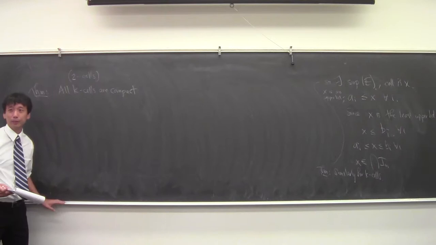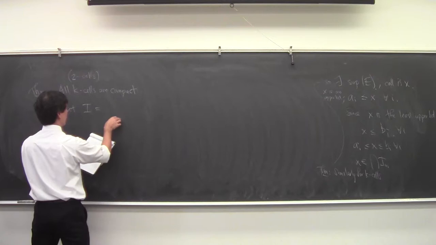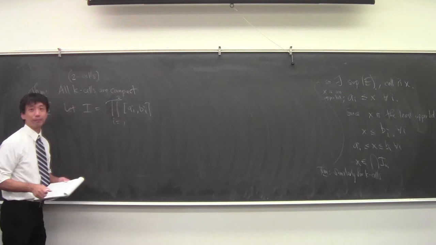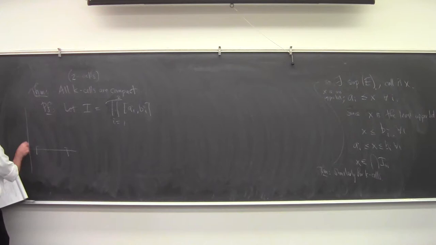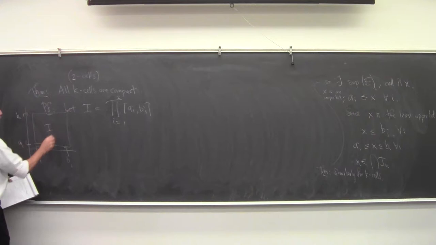So let I be a k-cell, a two-cell. It will be the product of intervals [ai, bi] from i equals 1 to k. k is 2. So you've got this product of intervals, a rectangle, [a1, b1] cross [a2, b2]. That's my I, my two-cell.